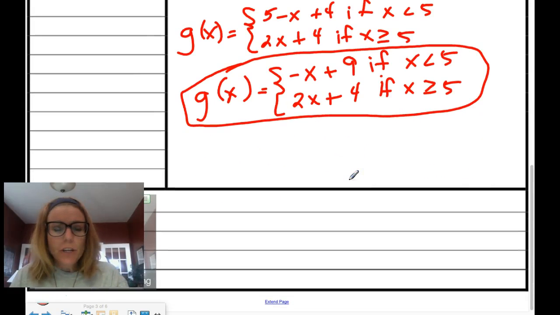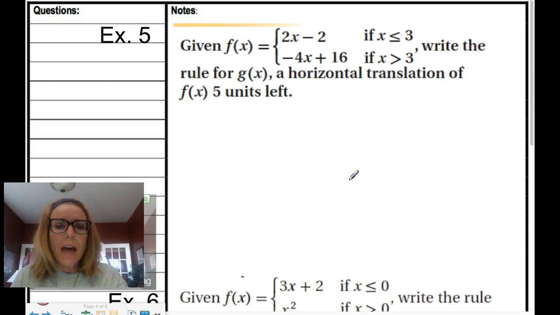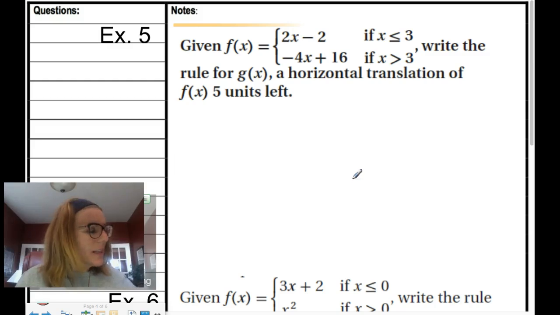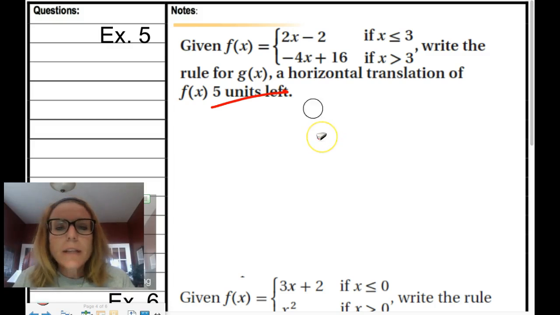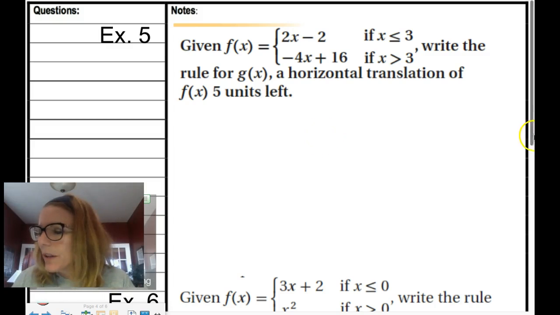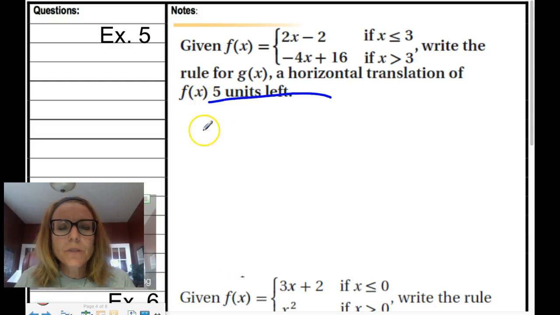All right, next page. Example number 5. I think we should do example number 5 because we're going to the left. So let's do that. Okay. 5 units to the left. Remember, left and right, it's opposite of what you think when you're going left or right. And so 5 units to the left.